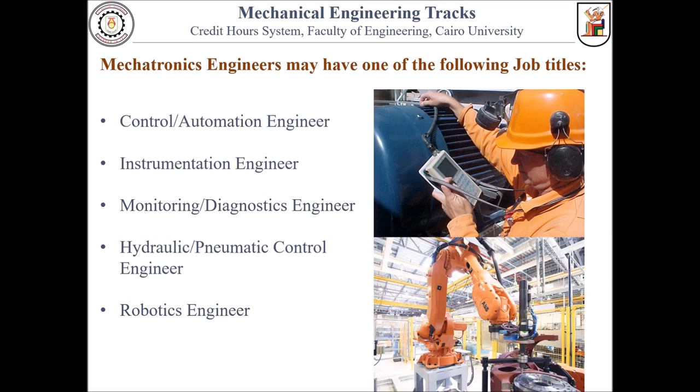يعني الجوب تايتلز: control and automation engineer, instrumentation engineer, monitor and diagnose engineer, check measure and check if لو في function مش مظبوطة في الأداء بيحاول يعدل. Then hydraulic and pneumatic control. Not all controls are on mechanical elements. في السوائل الهيدروليك والنيوماتيك اللي هي الغازات. وروبوتك انجينير.